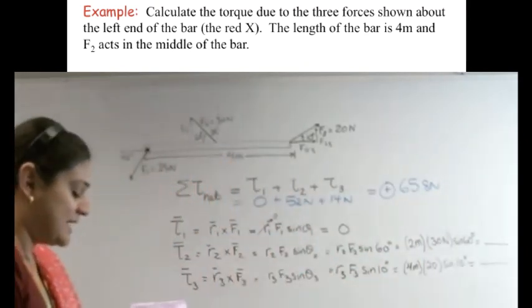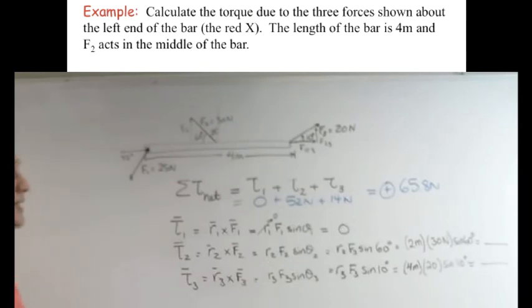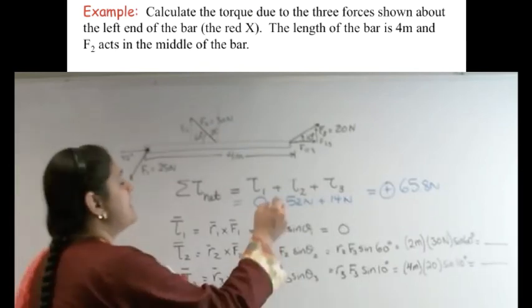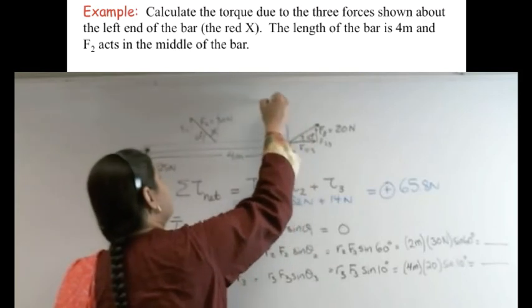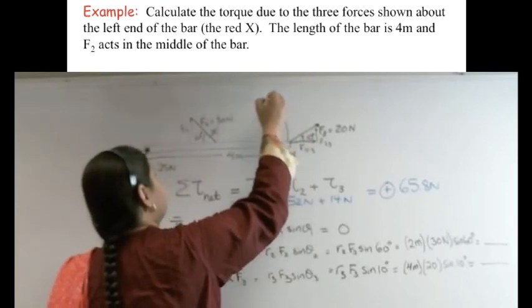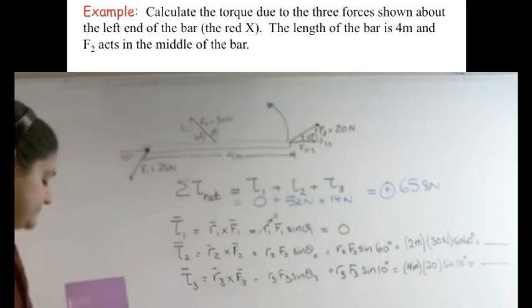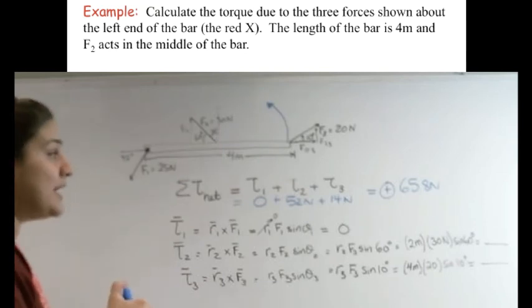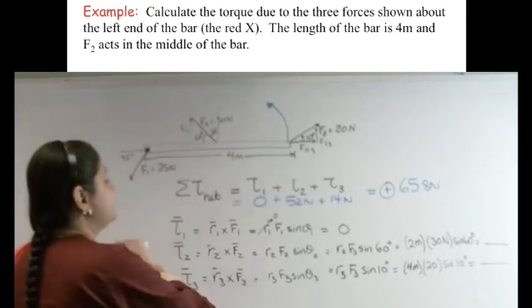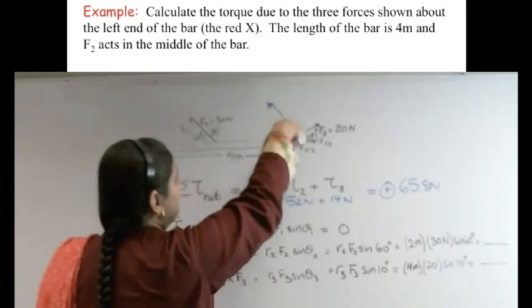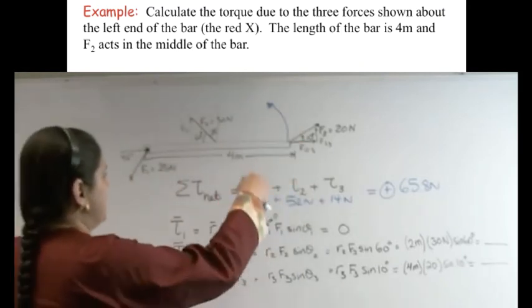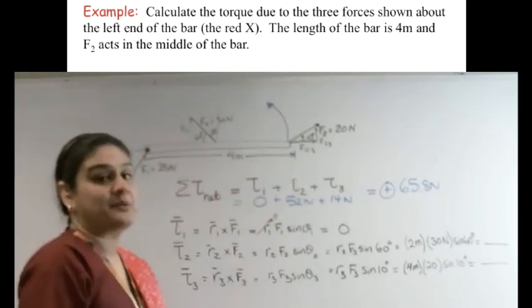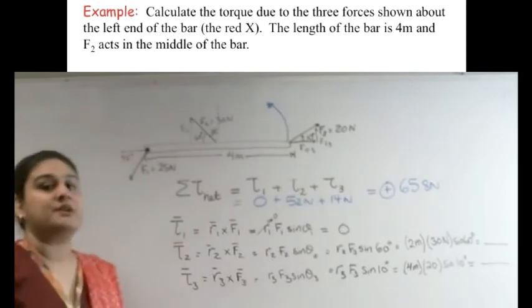What does a plus sign in this case mean? A plus sign means it is going to be rotating that way. If I had a minus sign when calculating all of these net torques, it would go the other way. The plus or the minus indicates whether it's rotating counterclockwise or clockwise.